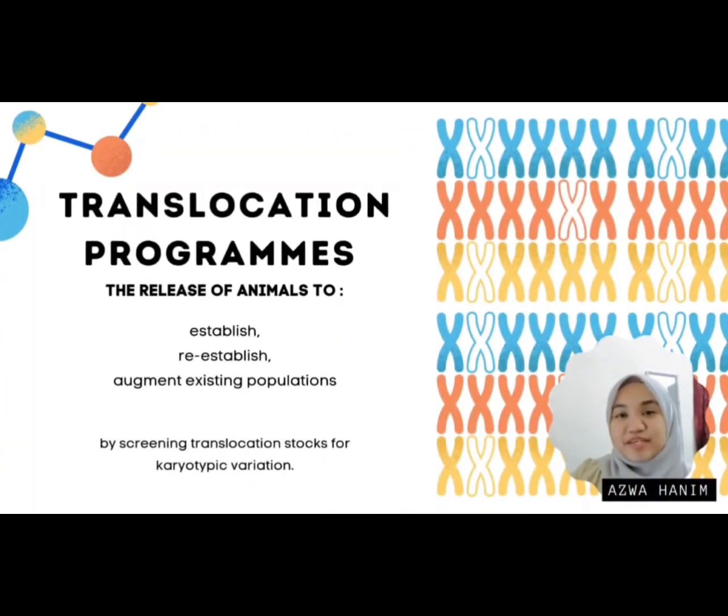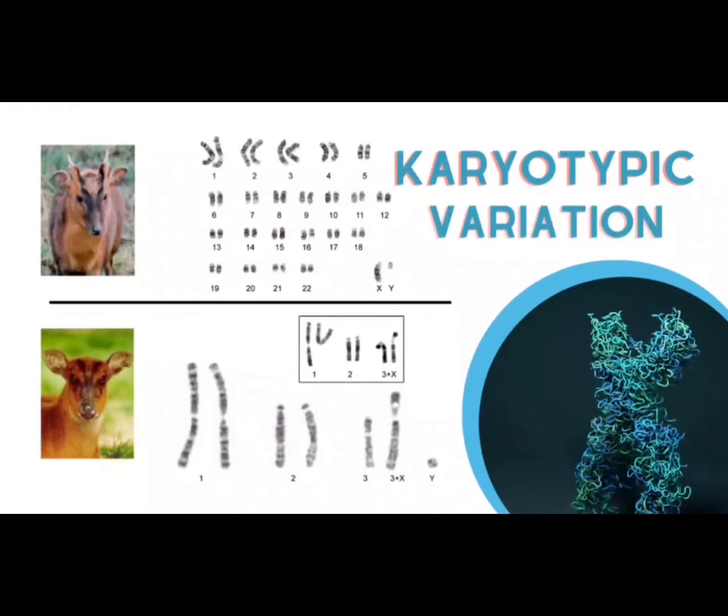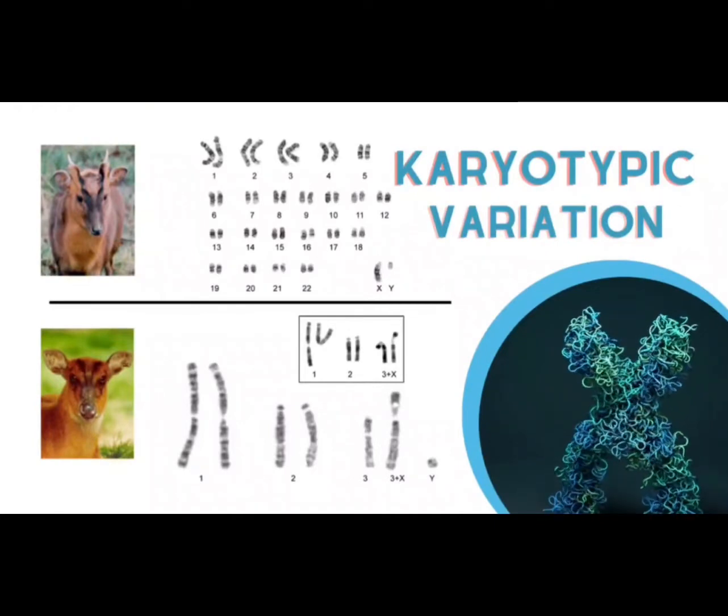Cytogenetic analysis can be applied proactively in translocation programs by screening the translocation stock for karyotypic variation. So what is a translocation program? It is defined here as the release of animals to establish, re-establish, and also augment existing populations. And what is karyotypic variation? Let us look at the next slide. In this slide, it shows the karyotypic variation between these animals.